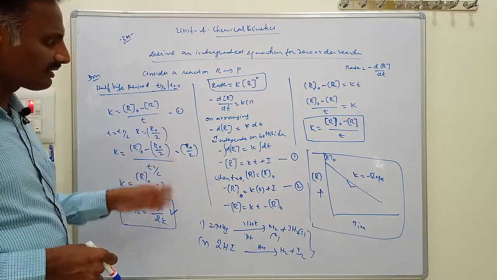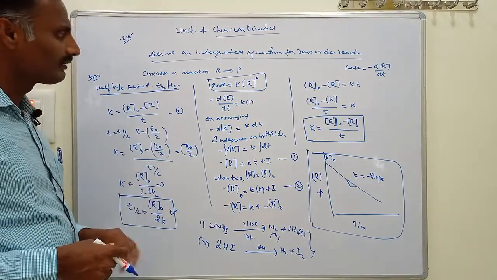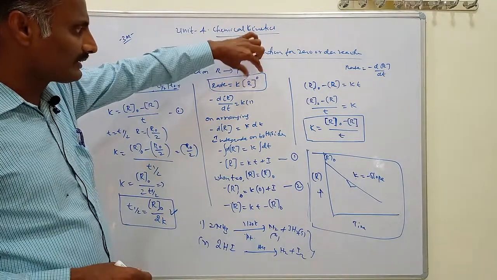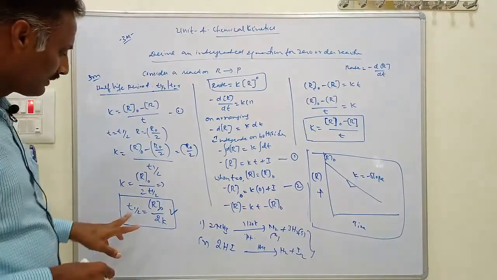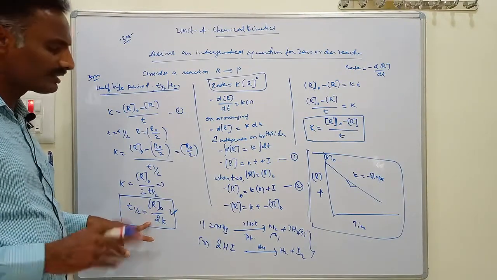This type of questions are asked in examinations, and we must be perfect about the concepts regarding zero order. A rate of a chemical reaction that is independent of initial concentration of reactant is called zero order. Another one is half-life period of a reaction directly proportional to initial concentration of reactant. What is the order? Zero order.